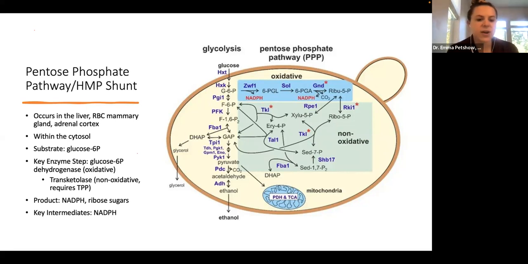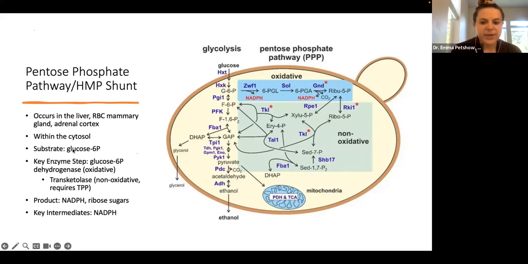We can see this process occurring in the liver, mammary glands, red blood cells, adrenal cortex. Those are the main sites that this happens, typically sites of fatty acid or steroid synthesis. But again, red blood cells, that's an interesting one, because with red blood cells we don't think as much of having a lot of activity intracellularly, because they're anuclear, but they actually do a lot.